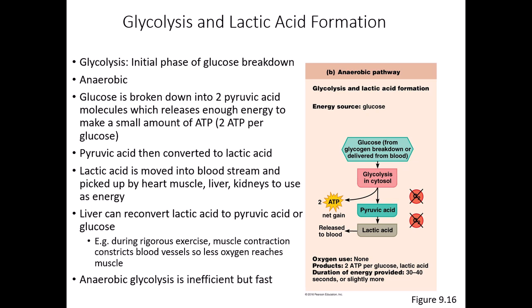So this anaerobic glycolysis is fast, but again, not very efficient because it only gives us 2 ATP per glucose. And as I mentioned, we can get 32 ATP per glucose in our aerobic cellular respiration. So it's a low yield, but it's a good process to be able to use in the absence of oxygen.